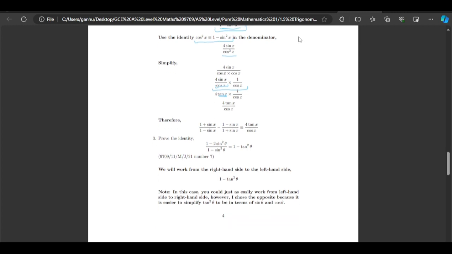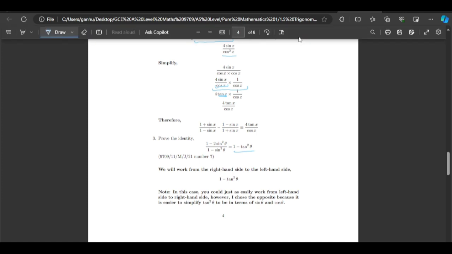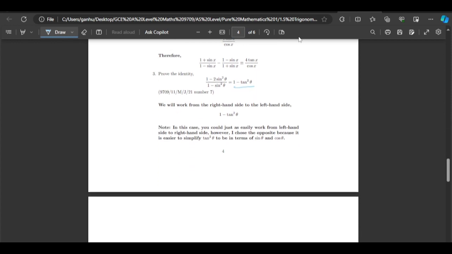1 minus 2 sine squared theta over 1 minus sine squared theta is identical to 1 minus tan squared theta. So in this case, it's debatable as to which side is more complicated. Some will say that the left hand side is more complicated, some will say that the right hand side is more complicated. So you can work from either side. But since there's a tan squared theta on the right hand side, I would prefer to work from the right hand side to the left hand side to simplify the tan squared theta so that I end up with a sine squared theta at the end. So let's work from the right hand side to the left hand side.